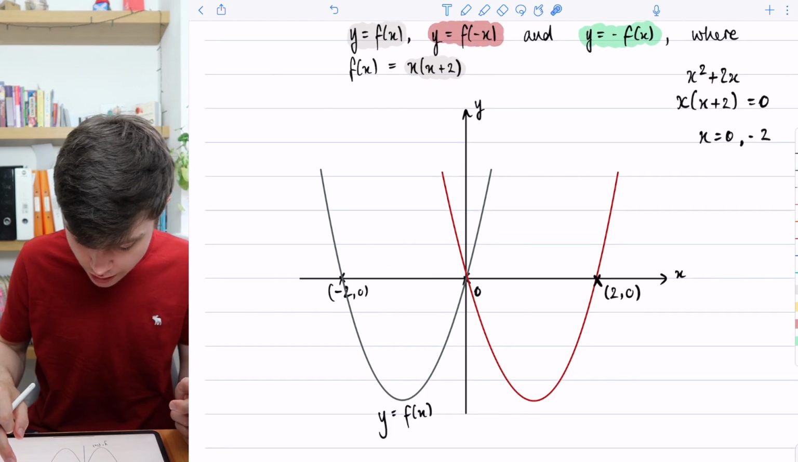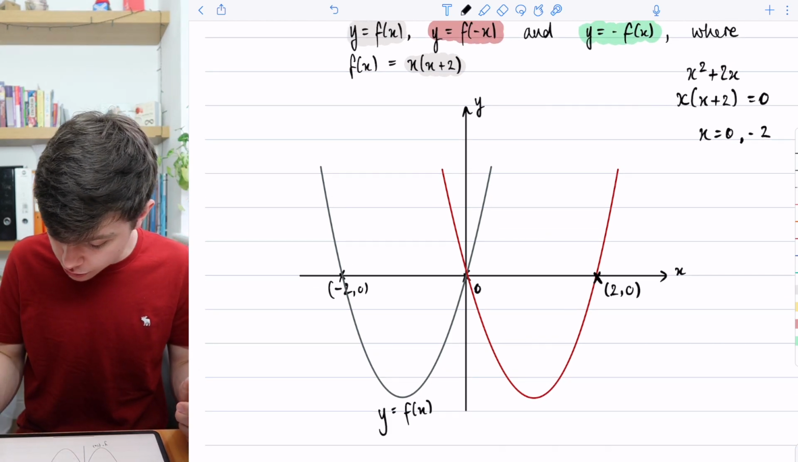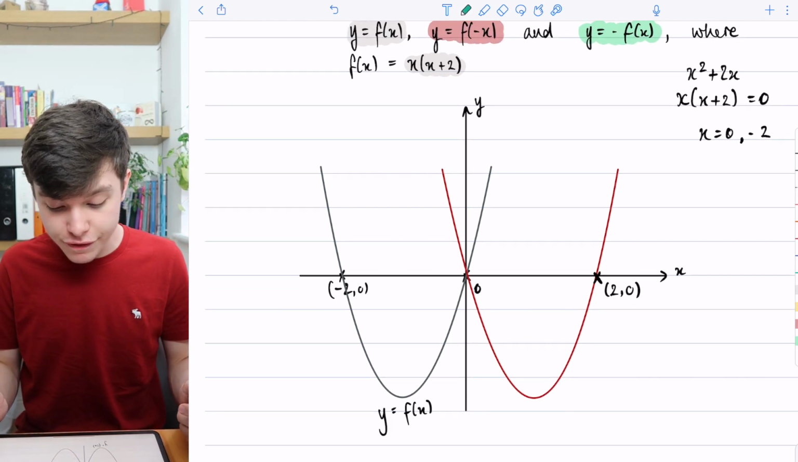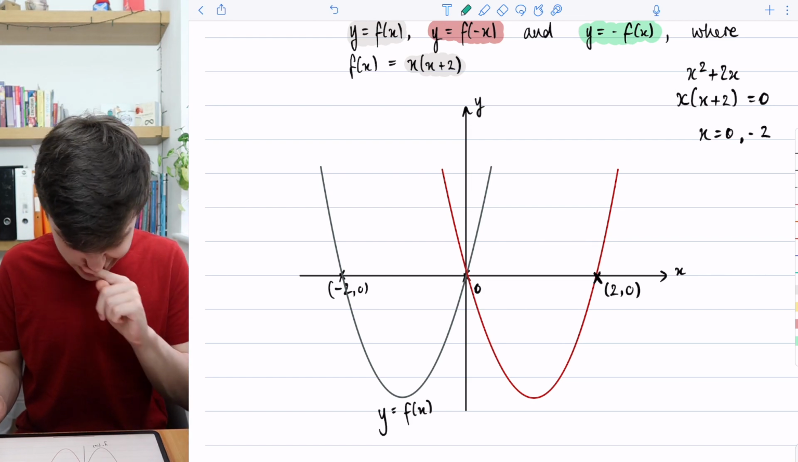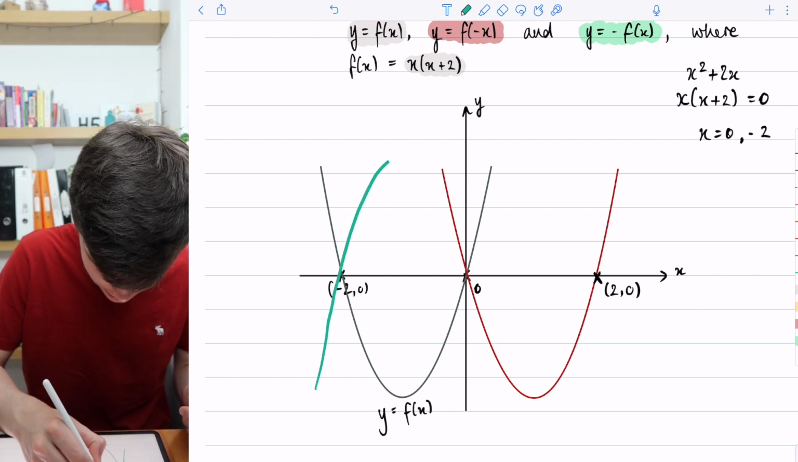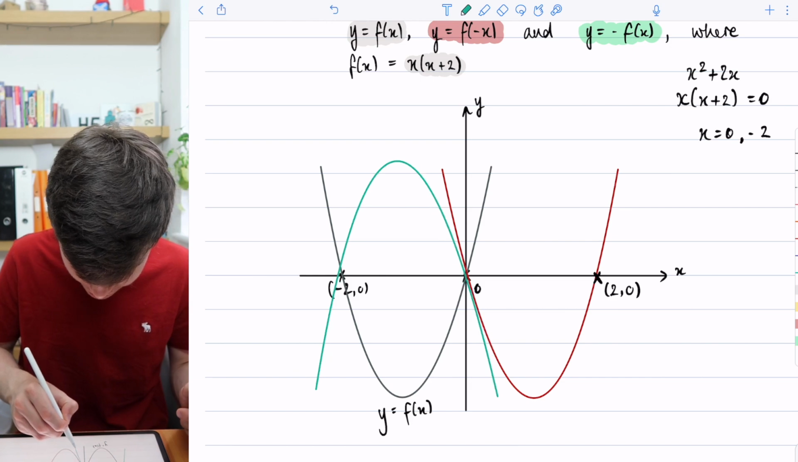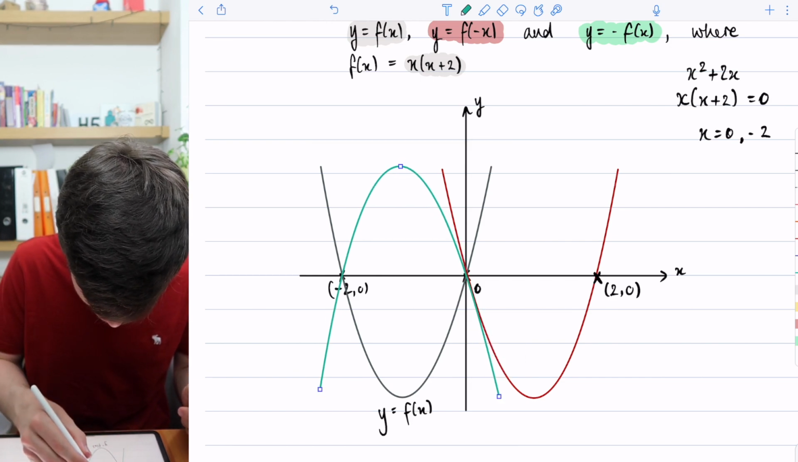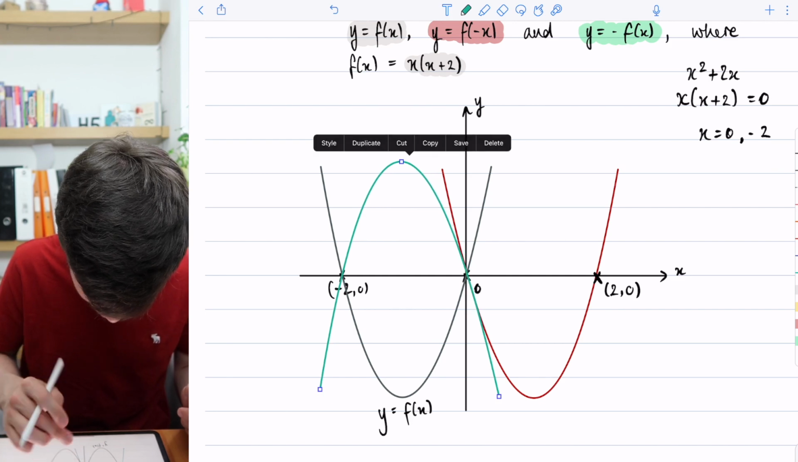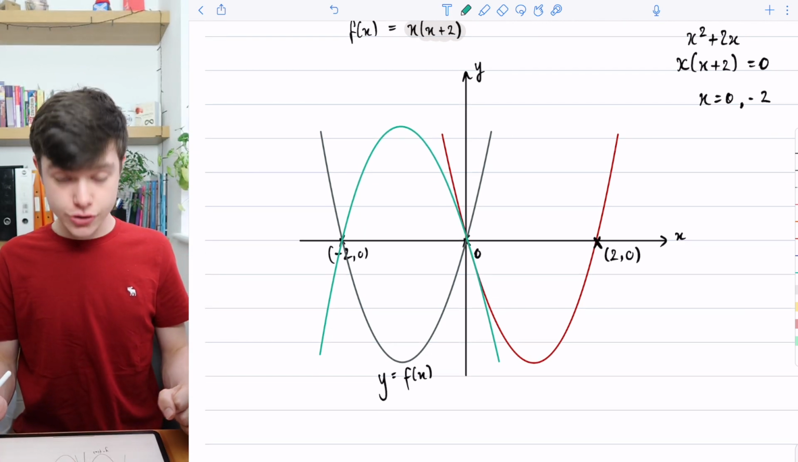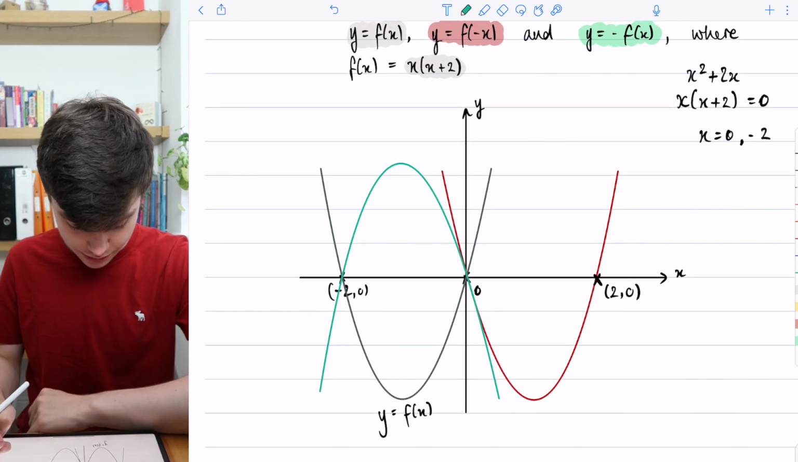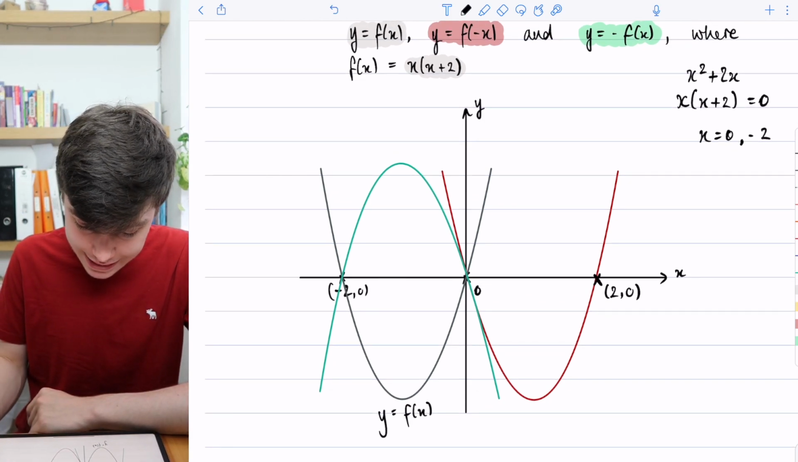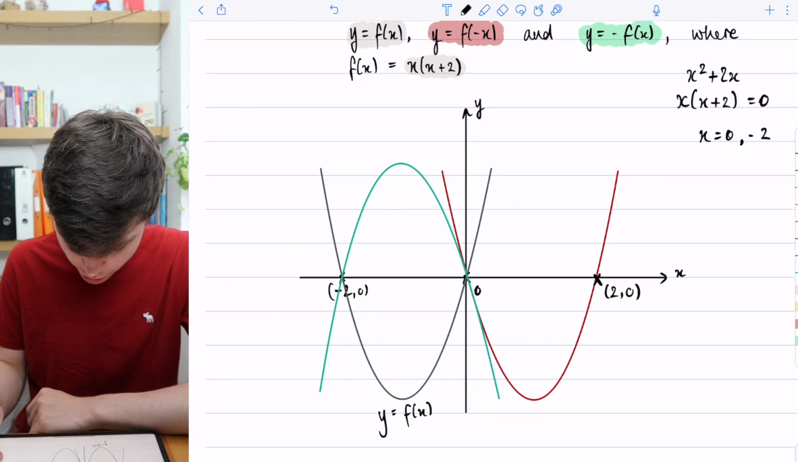Let's take my pen, we'll do it in green, and a reflection in the x-axis looks like this. It does not have to be perfect, you just have to get the correct shaping. It crosses through the same roots because we're reflecting in the x-axis, and it's going to look something like that. Now maybe it might be a good idea to put my turning point on here.